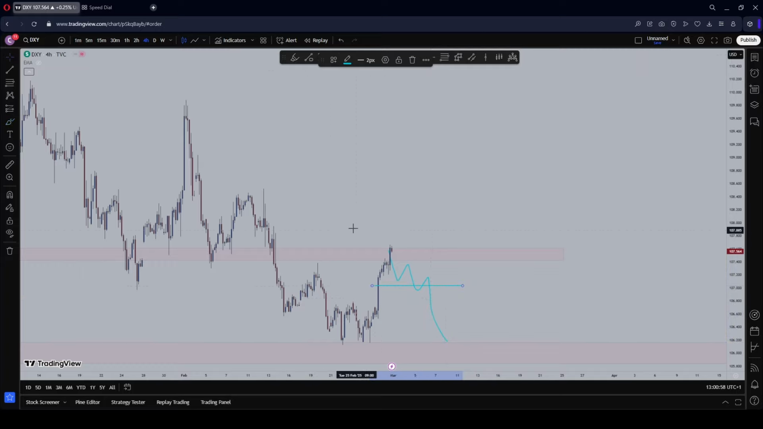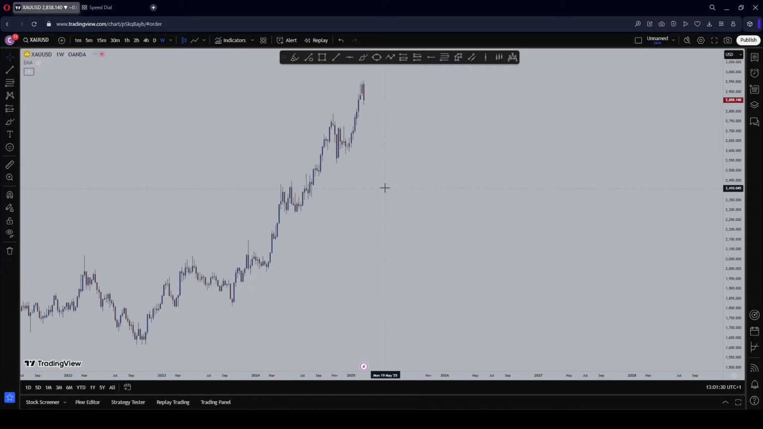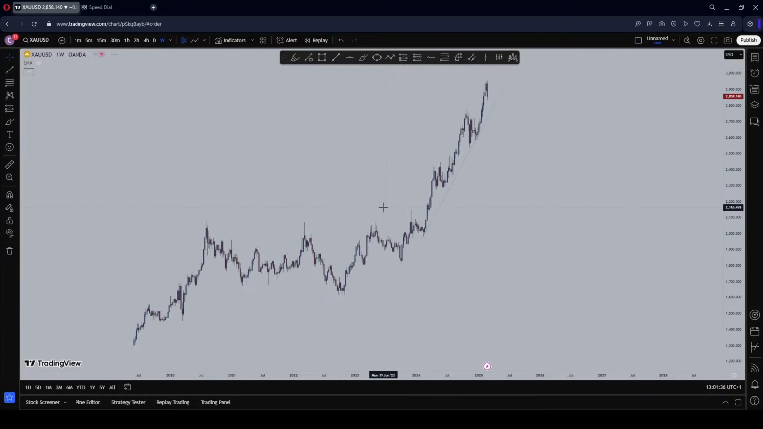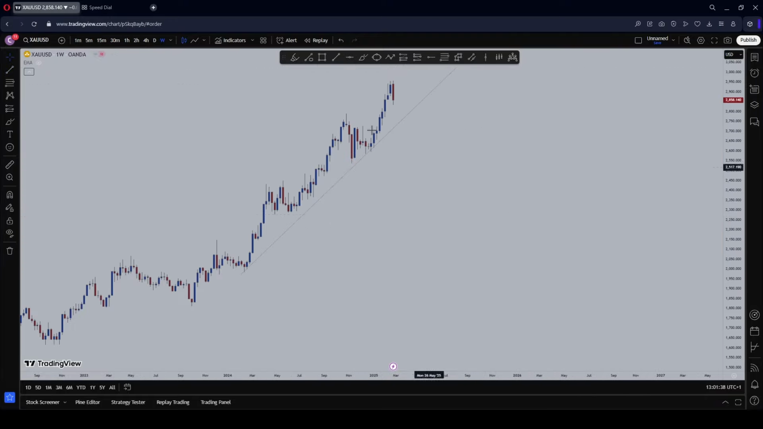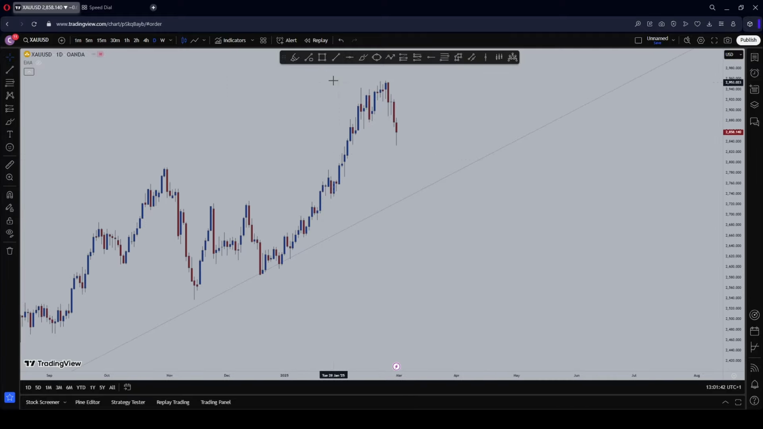Let's look at gold. I'll just clear the chart and start afresh. On the weekly time frame, what do we have here? There's really nothing going on here. You just have this trend line. Let's see. You have this area that price broke out of.